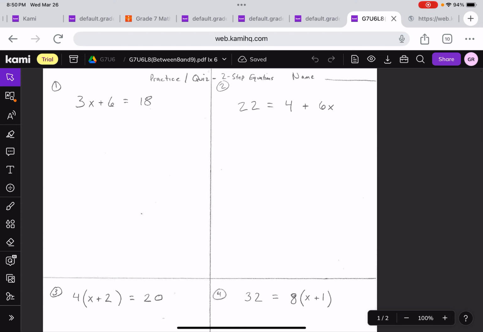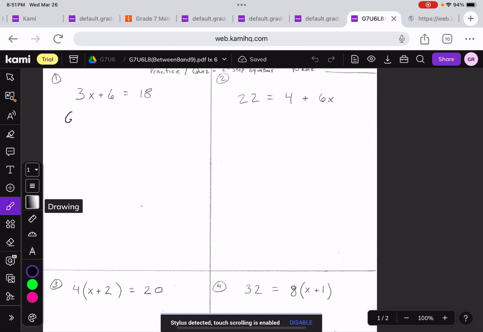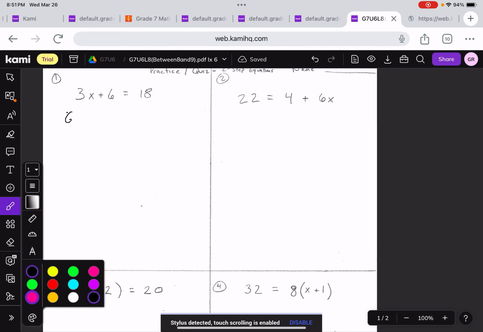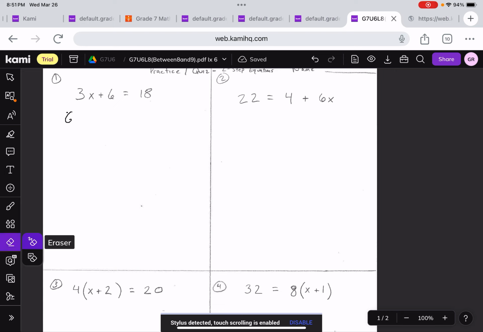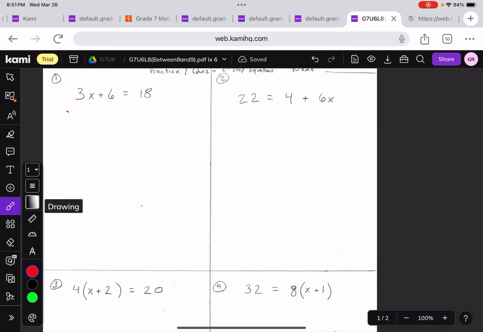Let's do this first one. You guys probably already got it done without even watching this video. You don't have to, but I'm not going to lie to you, you could draw some hangers. 3 X's on one side, and a 6. And then on this side is an 18.